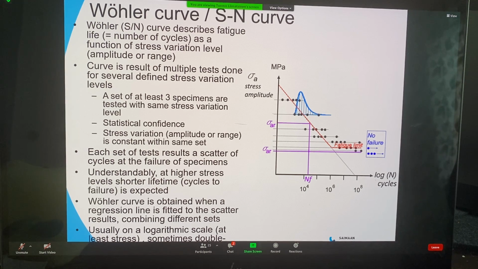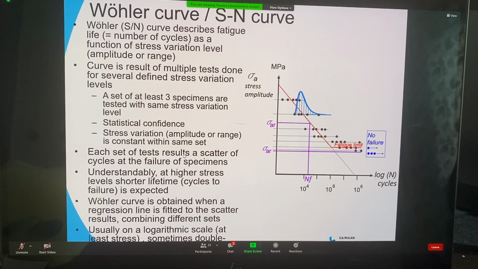But when we define a Wöhler curve or Essen curve, we have to do multiple tests. This curve is a result of many tests which need to be done for several defined stress variation levels. And because the fatigue strength tends to be a random distribution variable, there is a scatter in the results. We have to do multiple tests with the same stress variation level also, at least 3, to gain at least some kind of statistical confidence in the results.